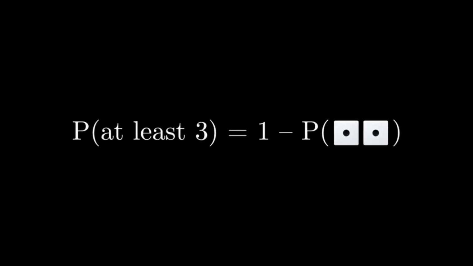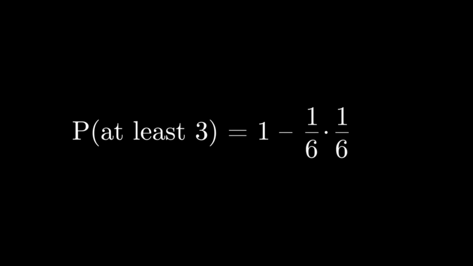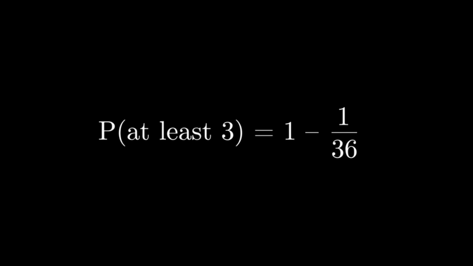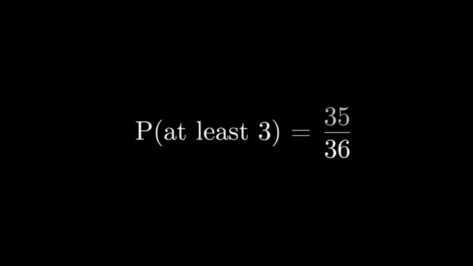And the way we use the complement here is by saying the probability of at least 3 is 1 minus the probability of rolling double 1s. Since each one has a probability of 1/6, we multiply them together. 1/6 times 1/6, which is 1 over 36. Now do the complement. 1 minus 1 over 36, which gives 35 over 36.